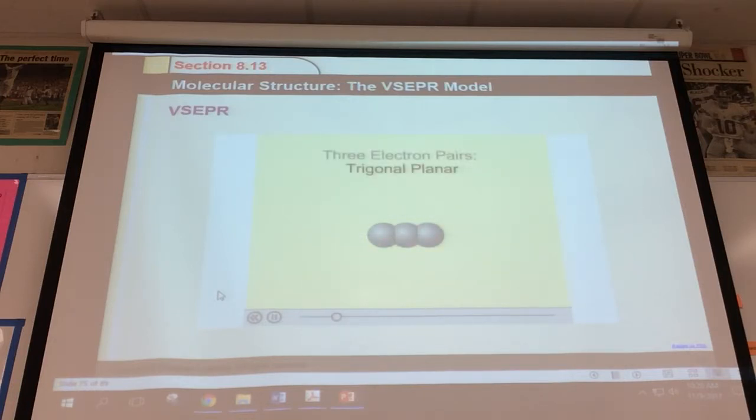3 bonding electron pairs around the central atom result in a trigonal planar structure. Boron trifluoride has a trigonal planar structure. The bond angles in a trigonal planar arrangement are 120 degrees. When one of the 3 electron pairs surrounding the central atom is a non-bonding pair, as in sulfur dioxide, the resulting structure is known as bent.